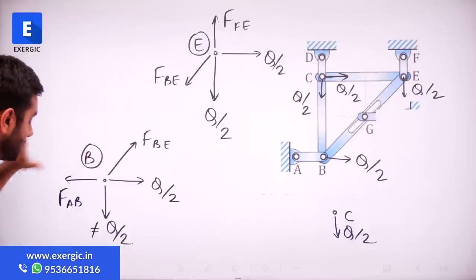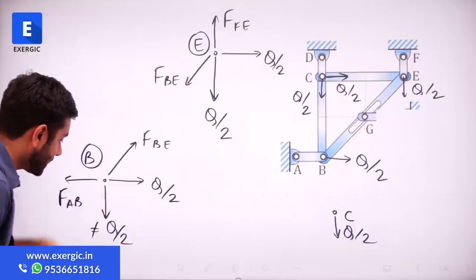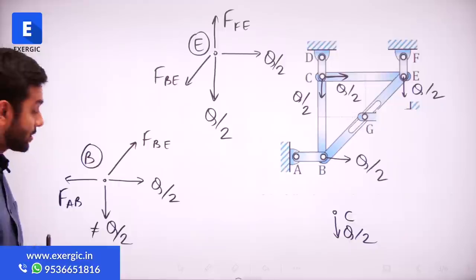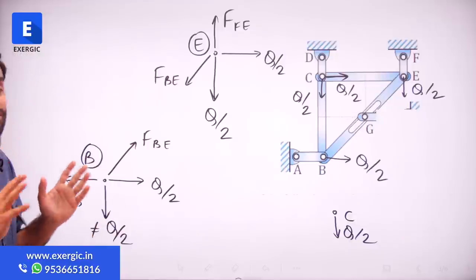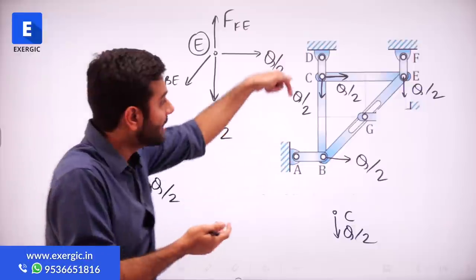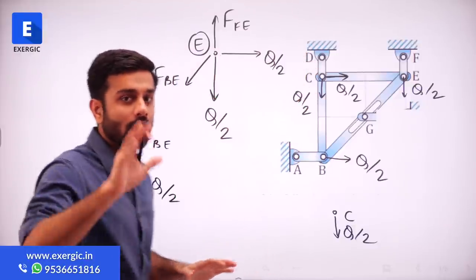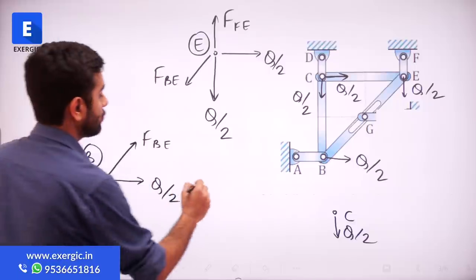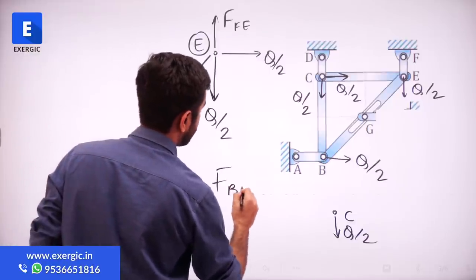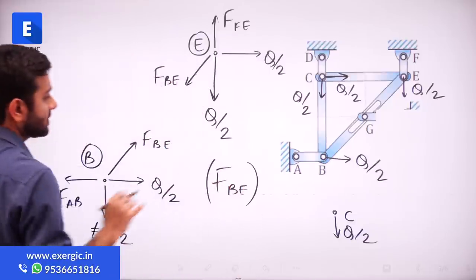So at joint B, in the downward direction, we are going to have a force which is not equal to Q by 2. The reason I already explained: entire Q by 2 is not reaching B because some will be shared by CD. Now let me show you something interesting. Let us do one thing. Let us try to find out the force in BE, FBE.